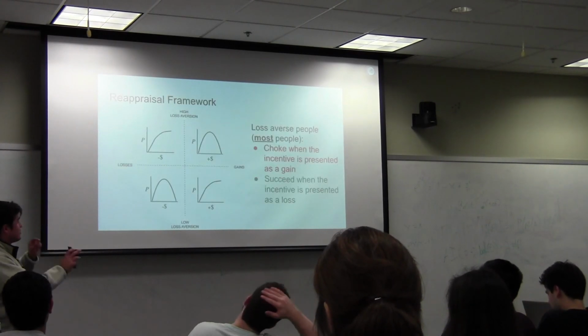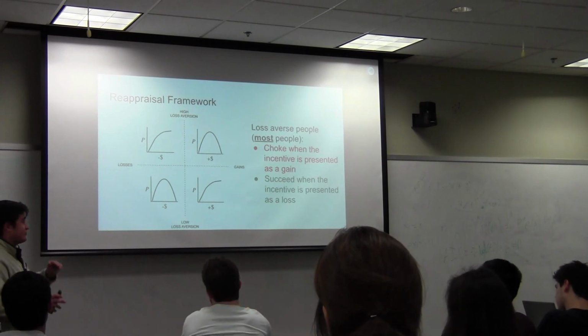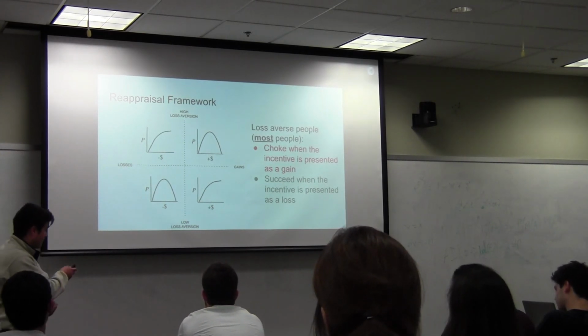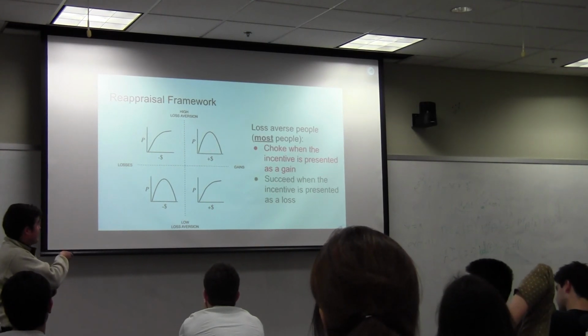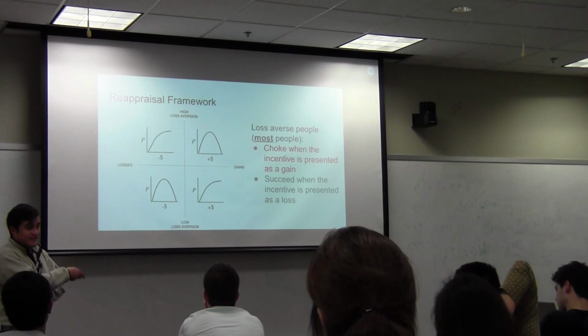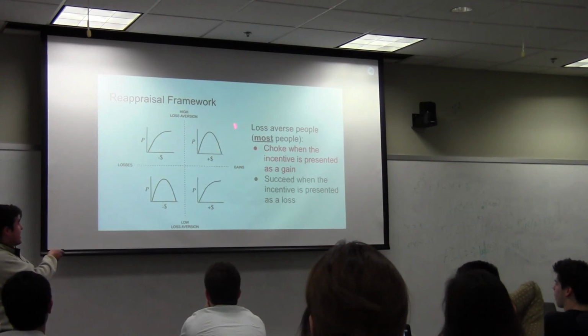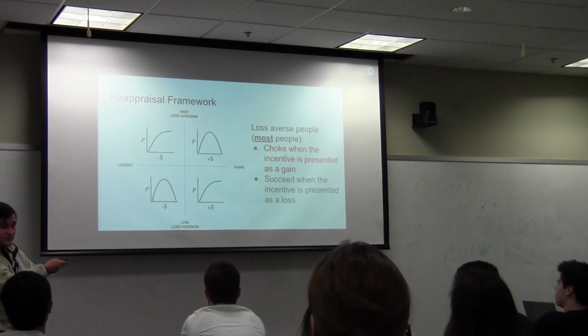He showed 2 frameworks. He showed the real framework and then the alternative one. It can get confusing, so I'm just going to show you guys what is really going on. So let's see, does the pointer work? Yeah. So here's what they found in the first study in the gain domain, where they present it as a gain. When people have a lot of loss aversion, they choke under pressure. If they're not loss averse, they do fine when they're presented with $100.